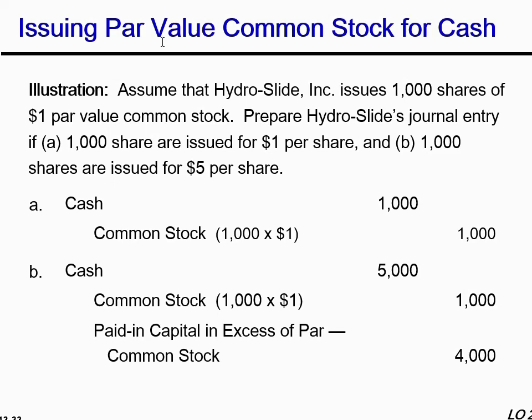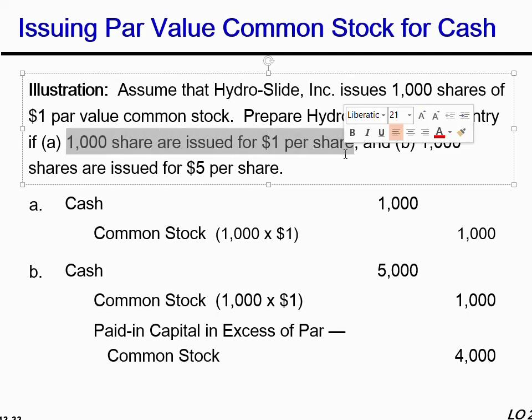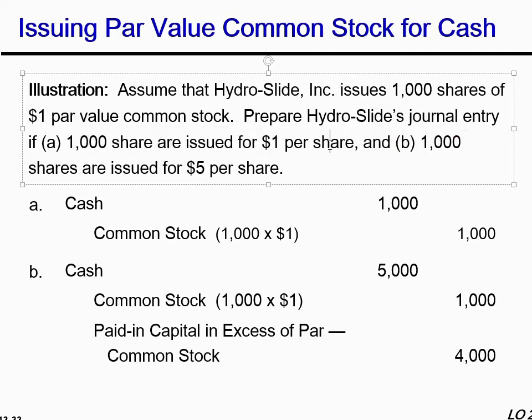Assume that Hydros Lights Incorporation issues 1,000 shares of $1 par value common stock. Now you can see we have par value in this example, that is $1. And how many shares are issued? 1,000 shares are issued. Now the requirement is to prepare the Hydros Lights journal entry. Part A: 1,000 shares are issued for $1 per share. So issue price is also $1. Par value is $1, issue price is also $1.